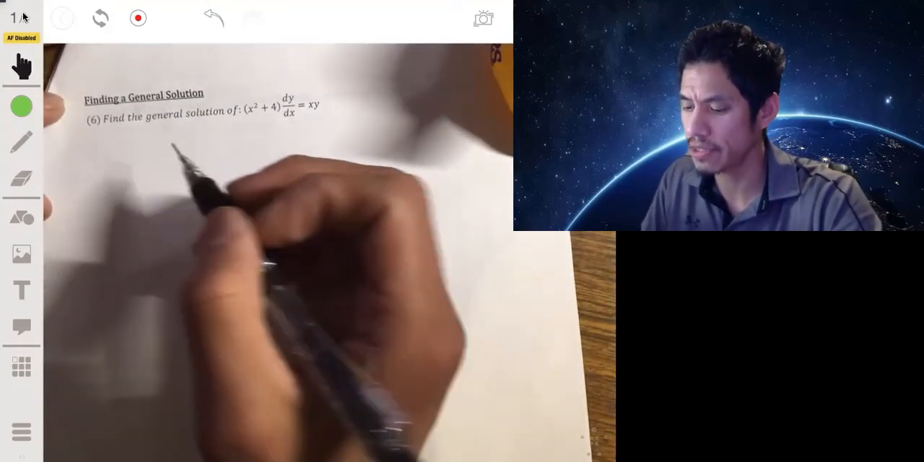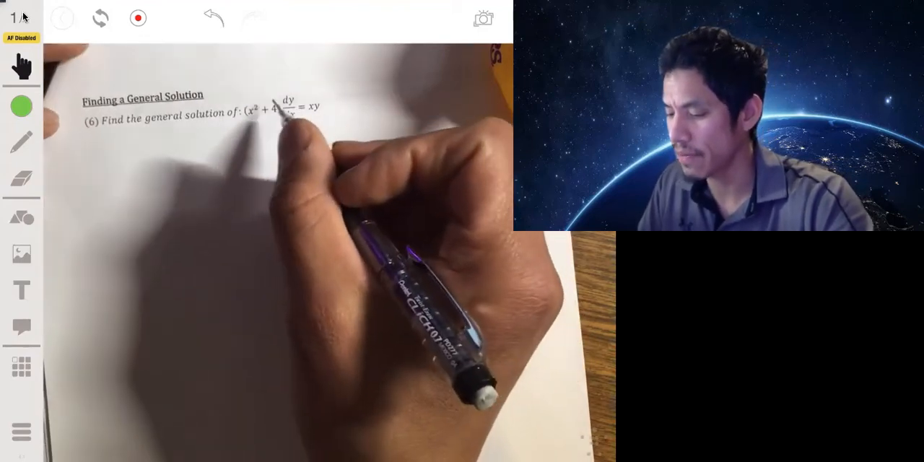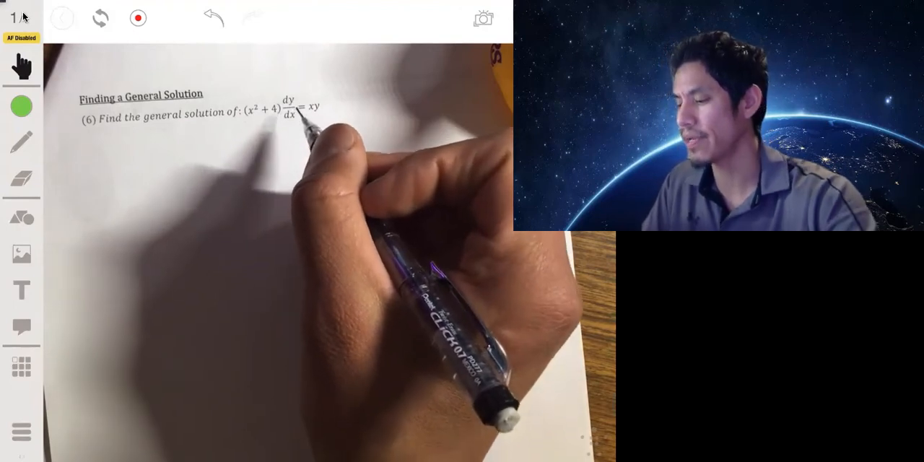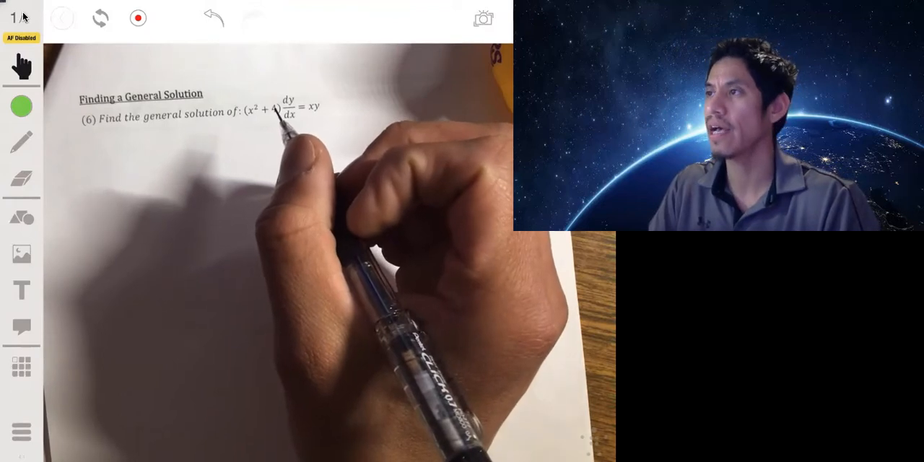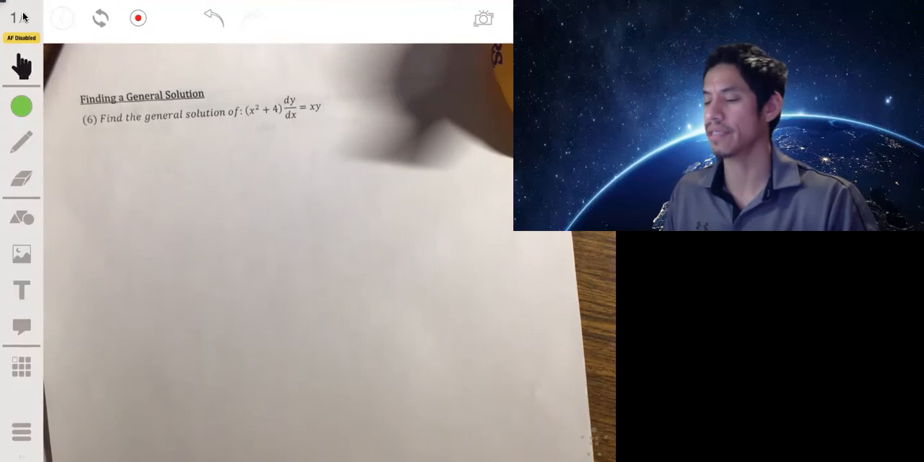Okay, so we're going to find the general solution of this differential equation. The main technique is to separate the variables: put the x variables on one side and the y variables on the other side. Then we can integrate and try to isolate y by itself.